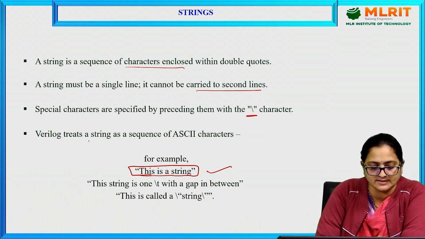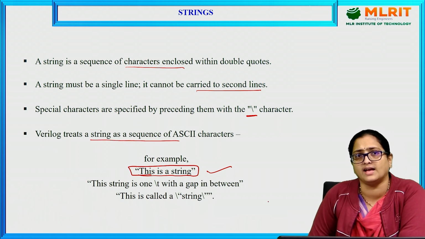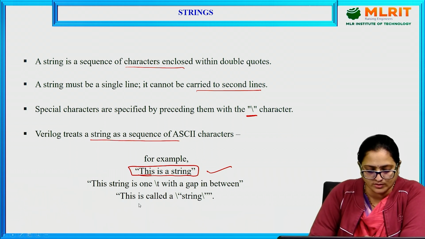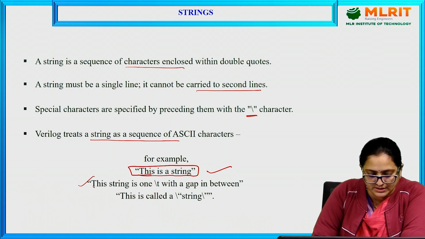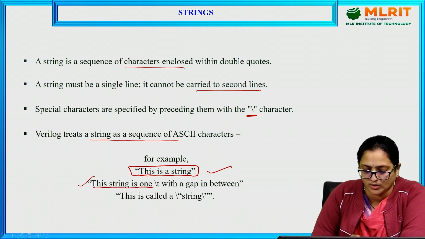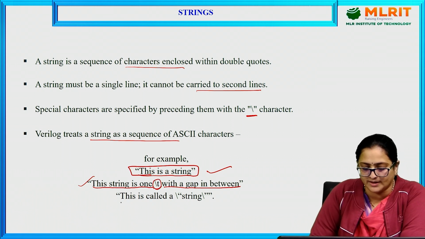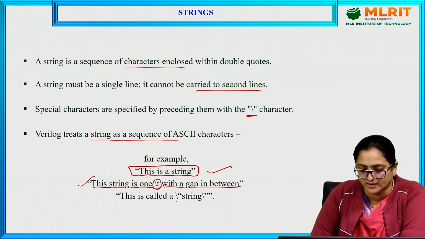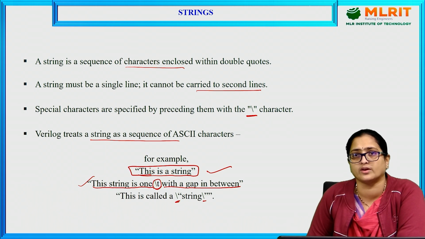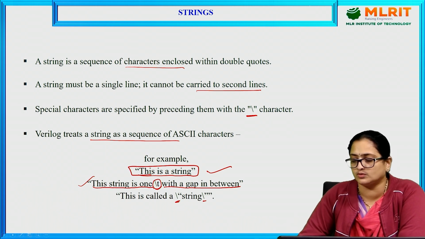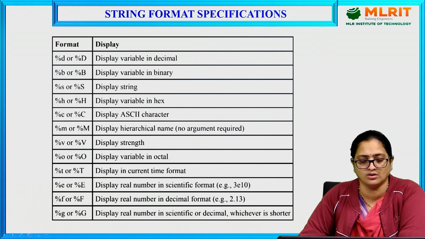Verilog treats a string as a sequence of ASCII characters. These are some examples. So this will be executed on a new line, and this will be executed with a tab space. And here this is called a string, which is defined as a special string over here. So this is how you can implement strings in Verilog code.